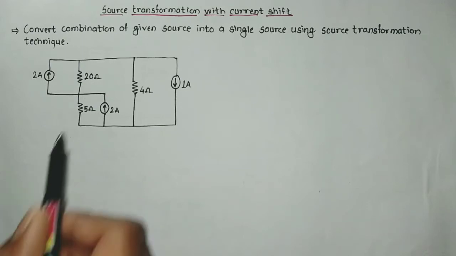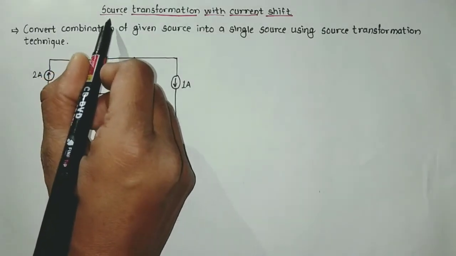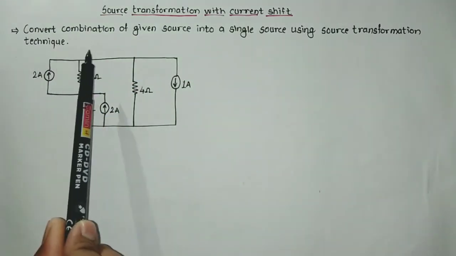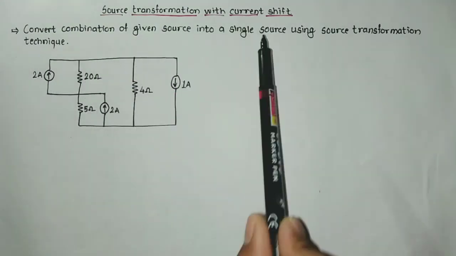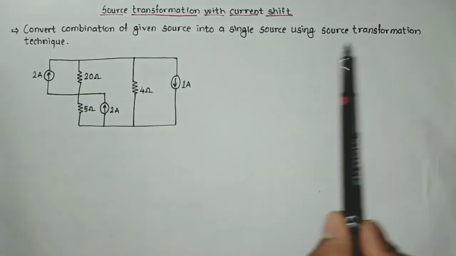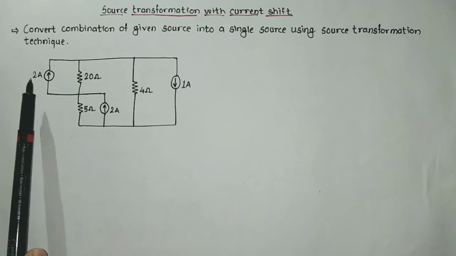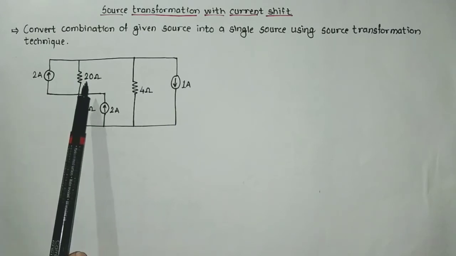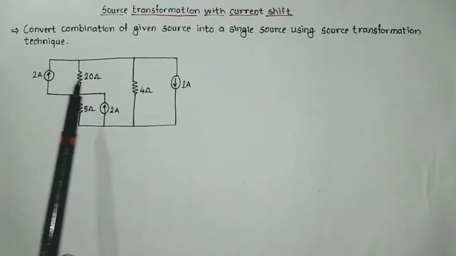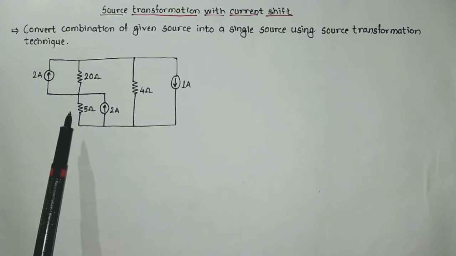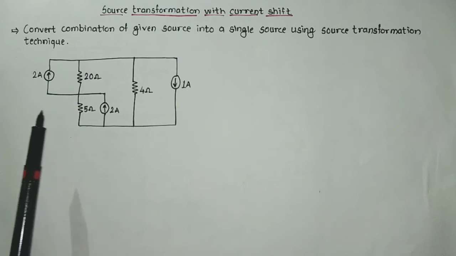Hello friends, here we will solve a numerical based on source transformation. The numerical is: convert the combination of given sources into a single source using the source transformation technique. You can observe here that this 2 ampere current source and a 20 ohm resistance are in parallel with each other. Similarly, this 2 ampere current source and a 5 ohm resistance are in parallel.